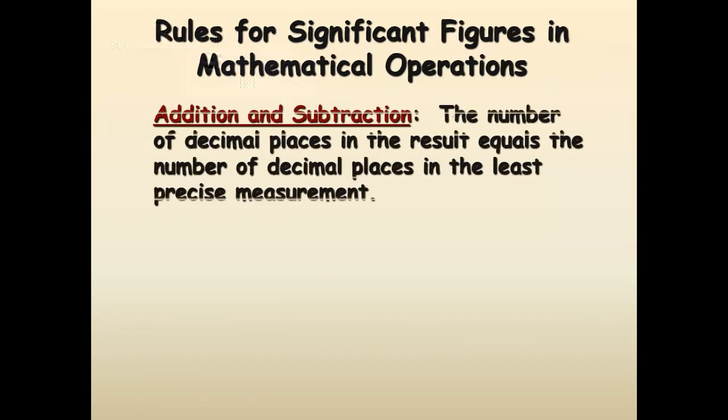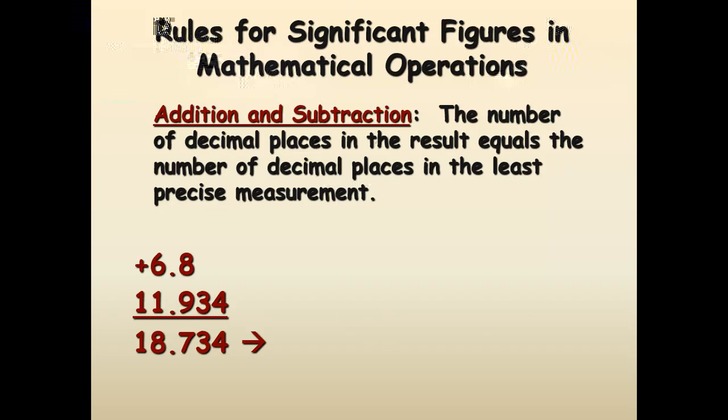So that's the addition and subtraction. This one's a little harder because you have to kind of visualize it or take into account, especially if everything has decimal places. But the number of decimal places in the result equals the number of decimal places in the least precise measurement. Here's what I mean. If I take 6.8 and I were to add it to 11.934, my calculator gives me this.